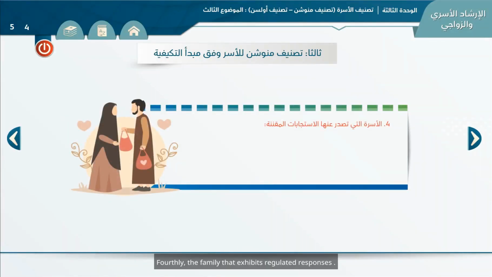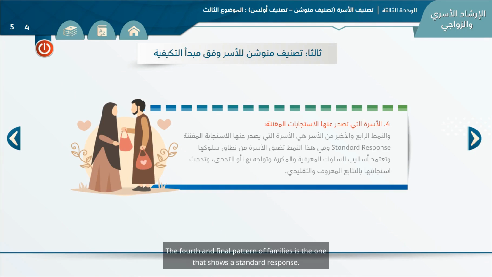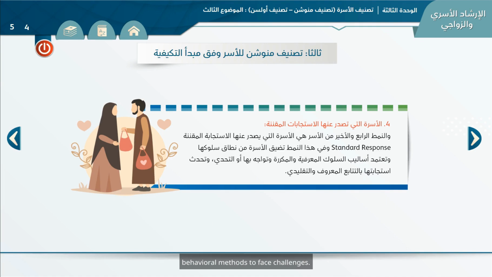Fourthly, the family that exhibits regulated responses. The fourth and final pattern of families is the one that shows a standard response. In this pattern, the family narrows the scope of its behavior and relies on cognitive and repetitive behavioral methods to face challenges. Their responses follow a known and traditional sequence.